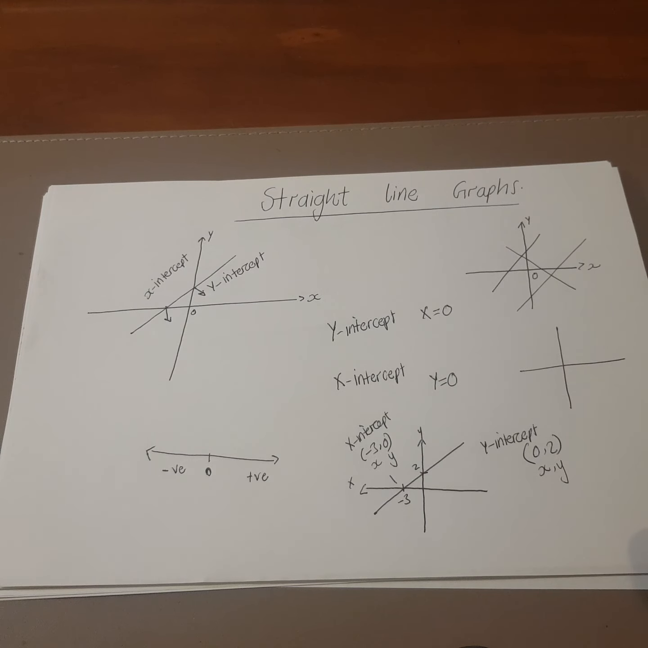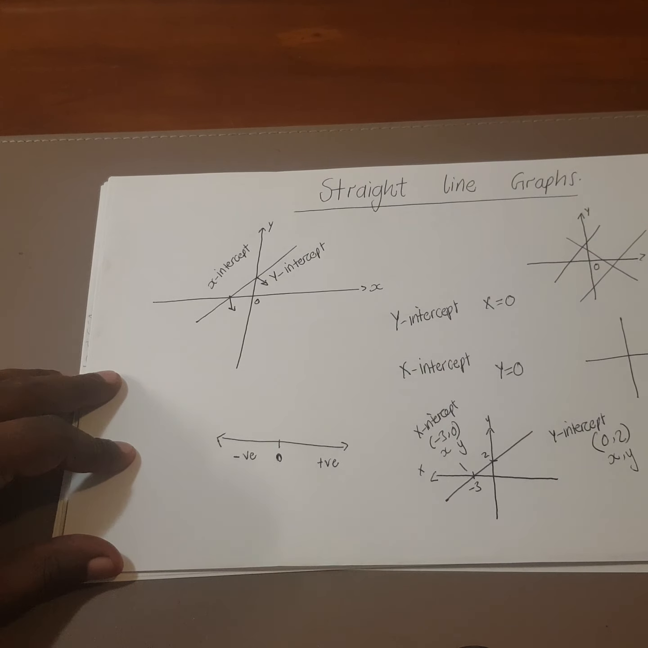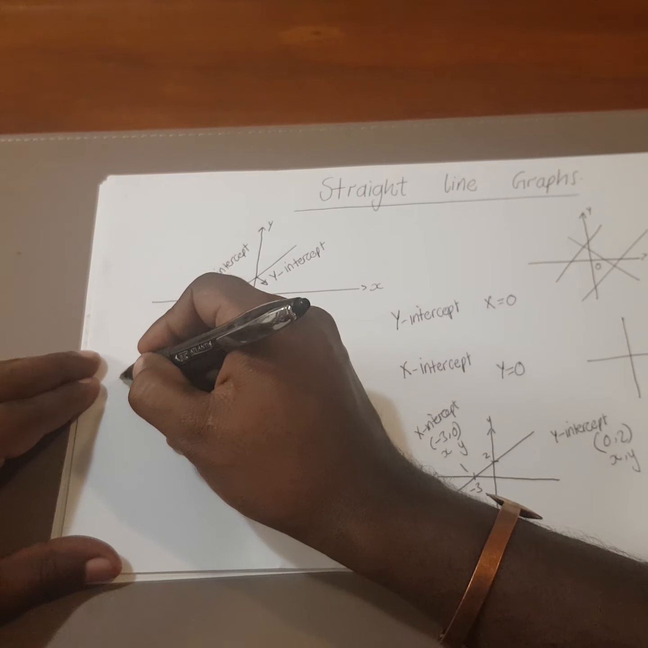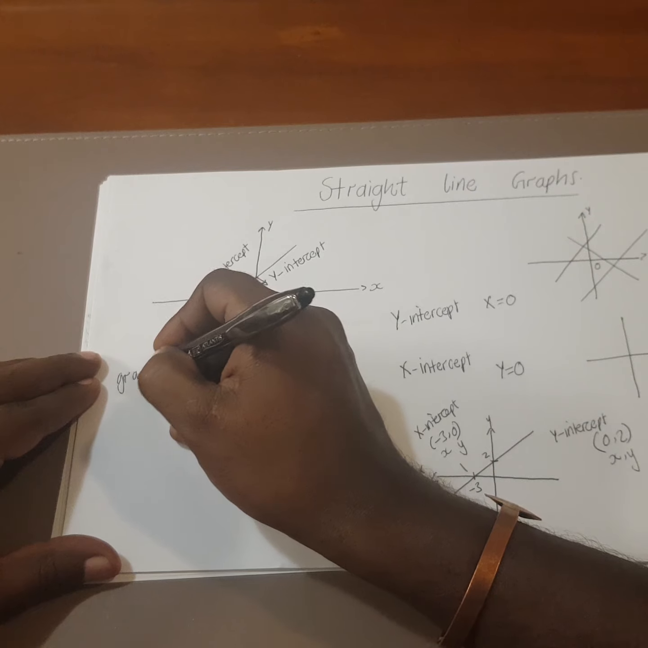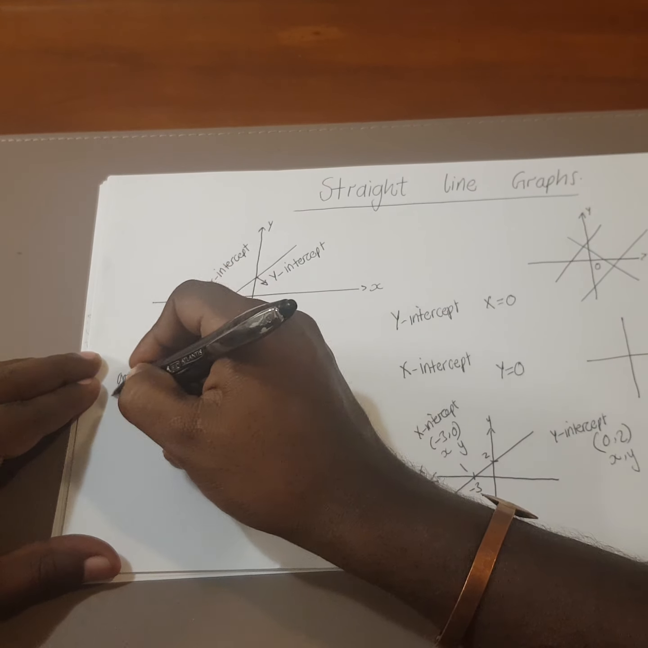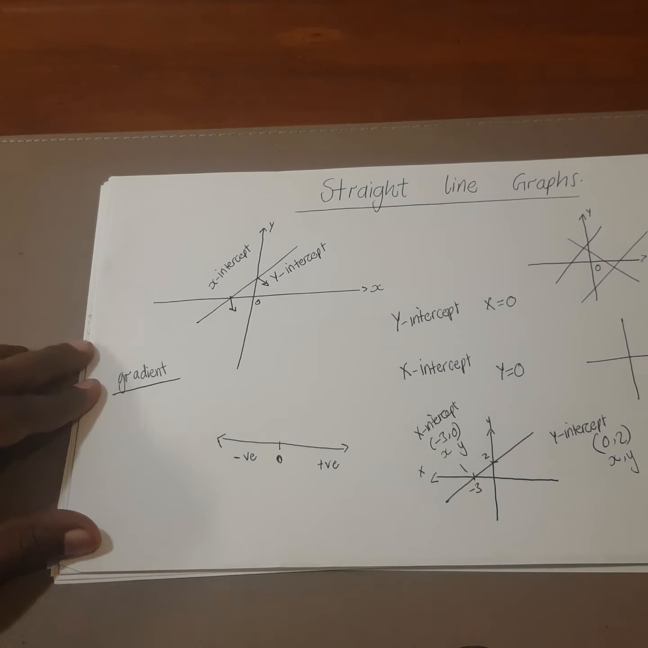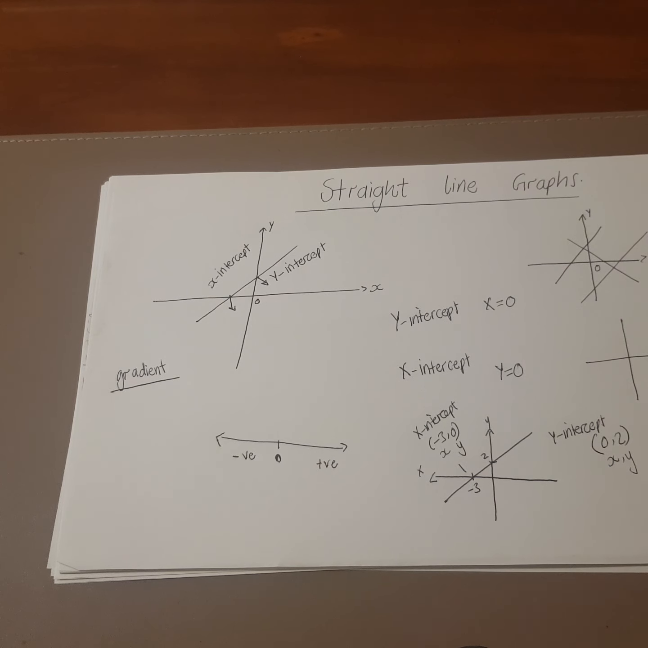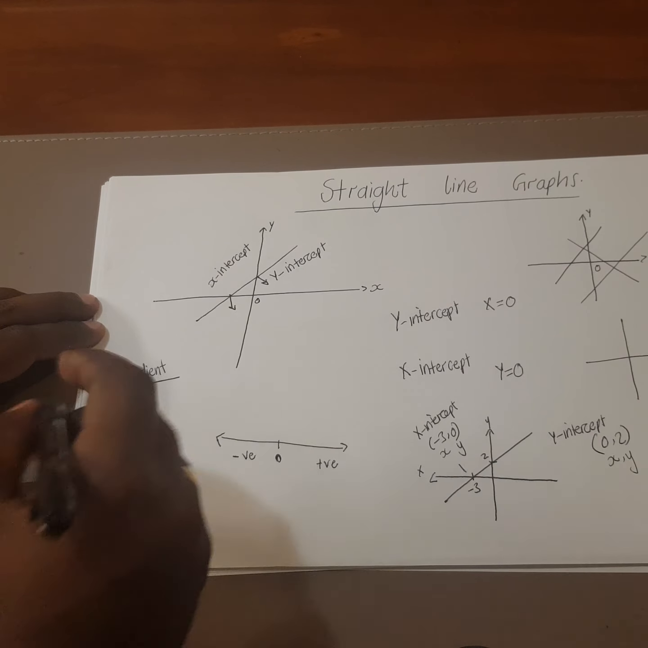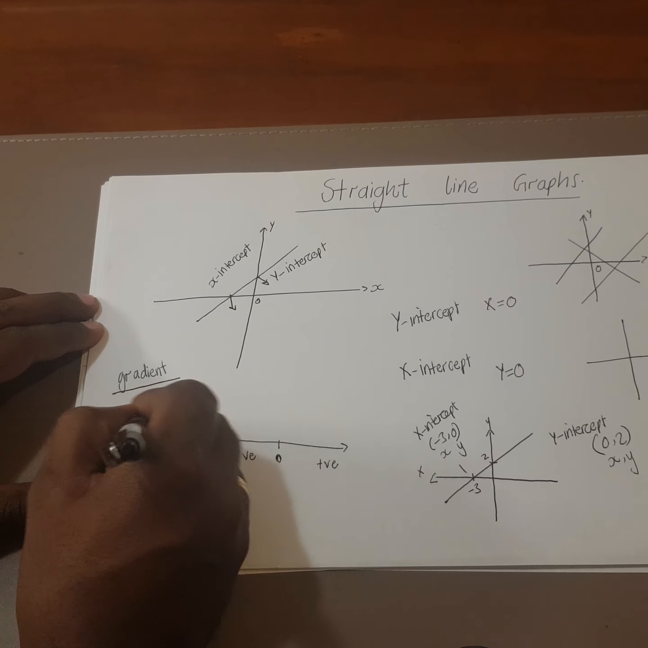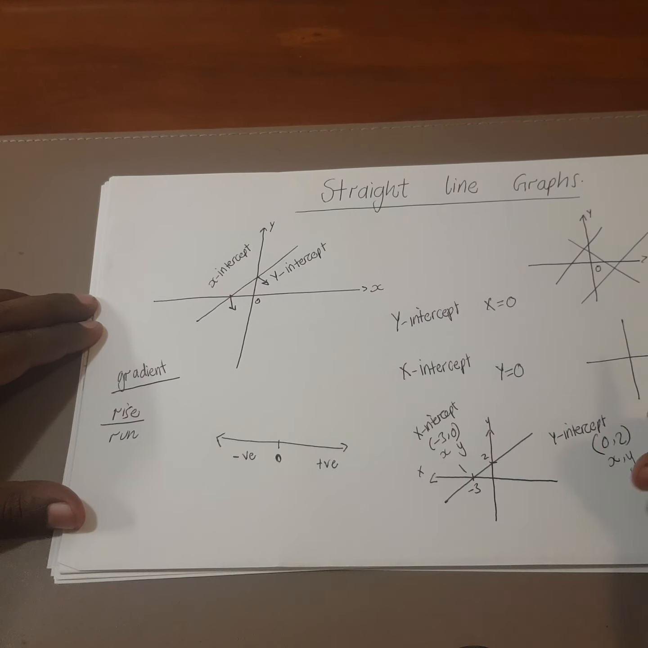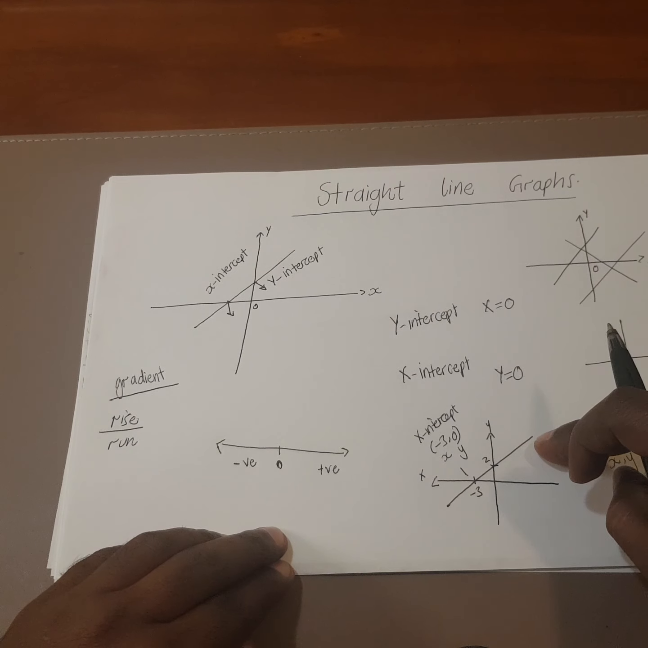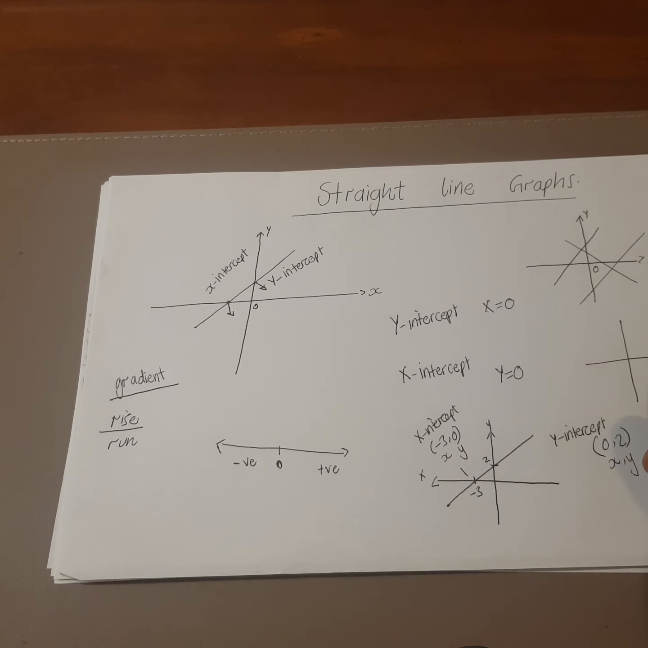Alright, so we've talked about y-intercept and x-intercept. There's another concept I want to talk to you about, and that is referred to as your gradient. So I'll write it down here. What is your gradient? Now there are two ways of calculating your gradient, and I know a lot of teachers use the concept of rise over run. In other words, it goes up and your run is from here to there. So that's what we refer to as rise over run.